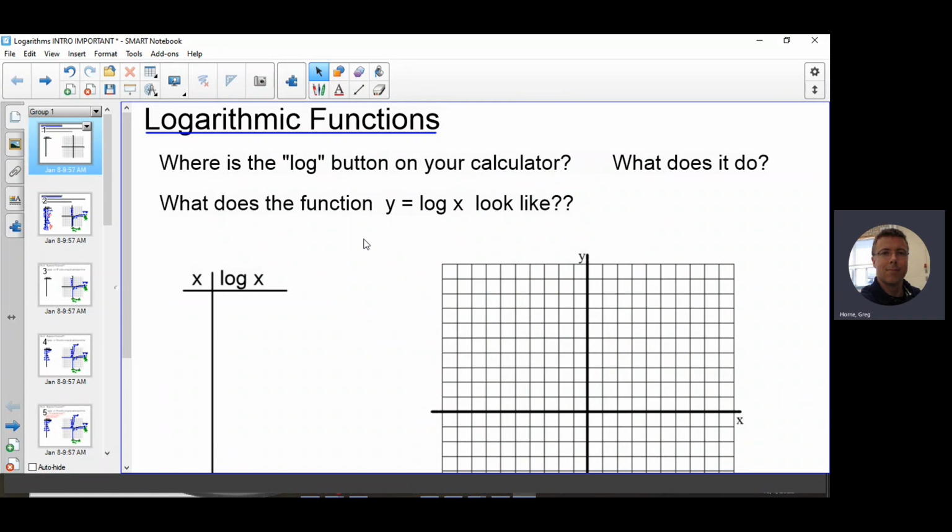All right, everyone, here's a quick little video to introduce you to what the heck logarithms are. So you'll see there's a log button on your calculator. You might wonder what it does. Well, I just type in some numbers and see what you get.